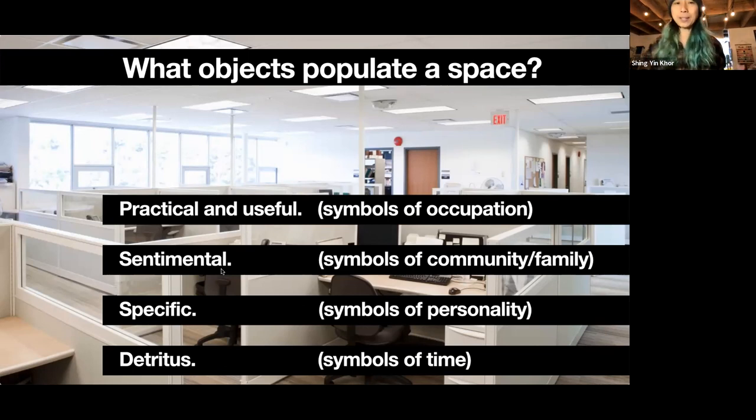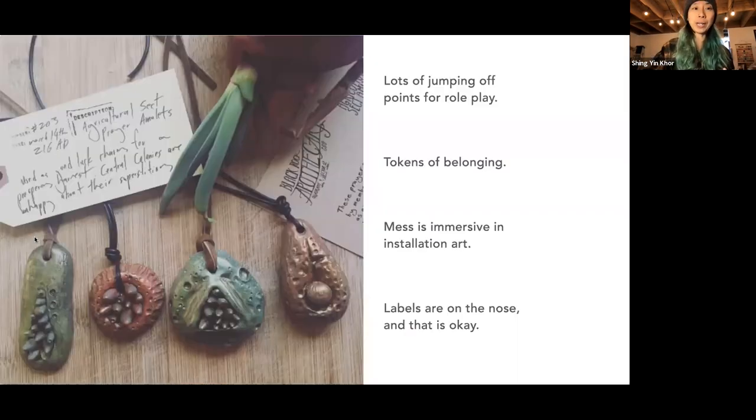So what goes in a space? We've got practical and useful things. These are generally symbols of occupation, things you need for the job at hand. Sentimental objects, which are symbols of community. Specific objects, these are symbols of personality. And detritus, which are symbols of time. And the amazing thing is that these are all things you expect in the space. So the lack of any one of these things, especially in contrast with a space that does have them, is also a function of world building. Like, what if you had a space like this that had no symbols of community whatsoever? It immediately says, oh, this person's a lonely person. So that's something that is also important in what we're talking about.